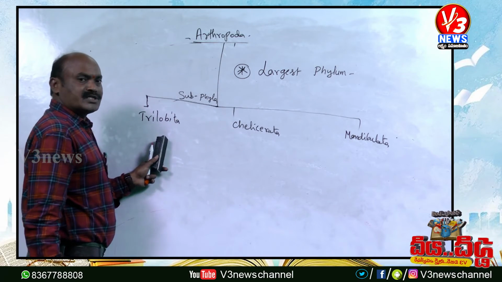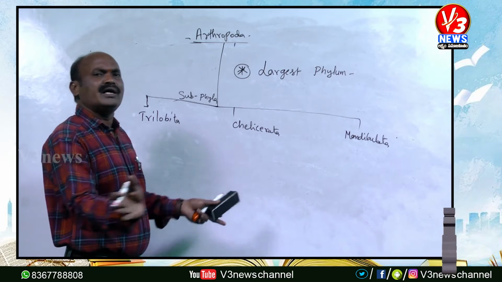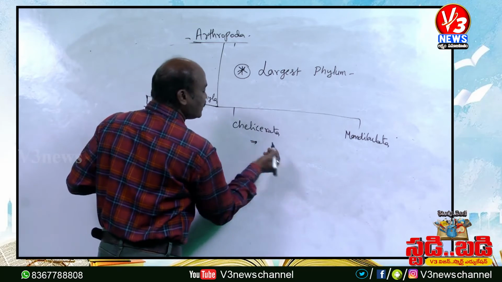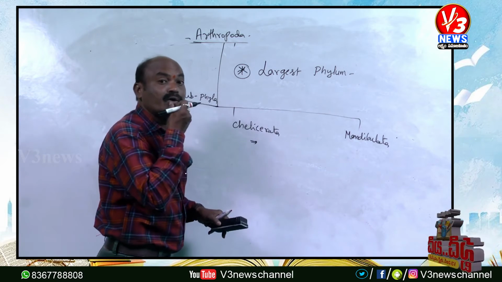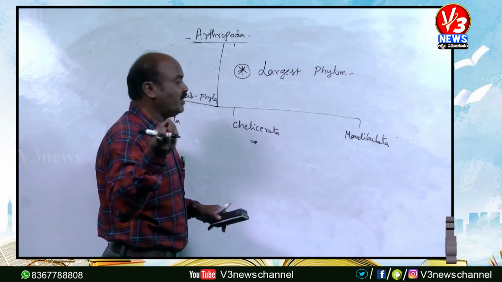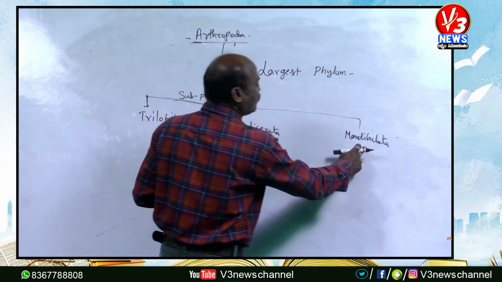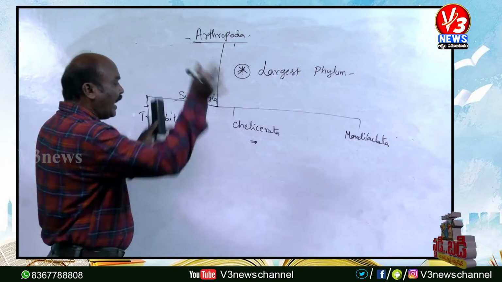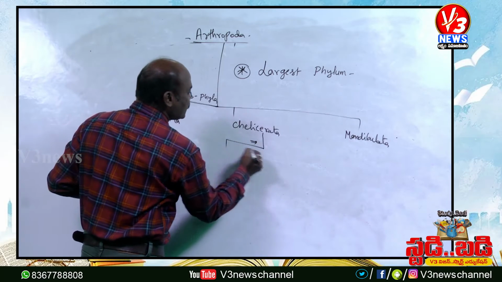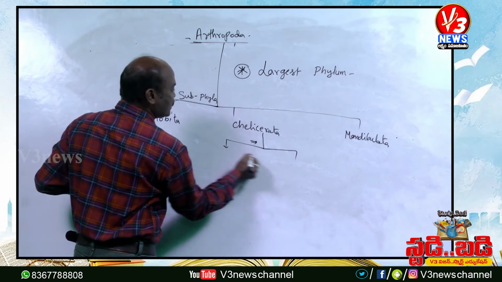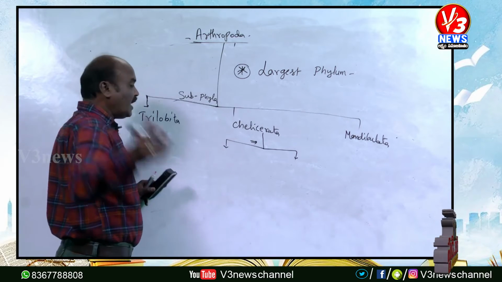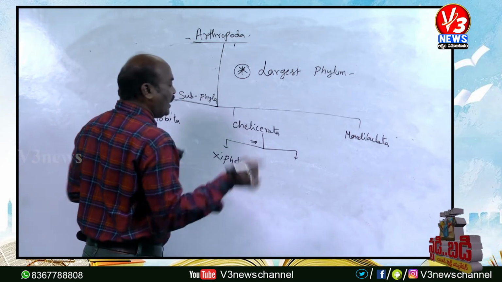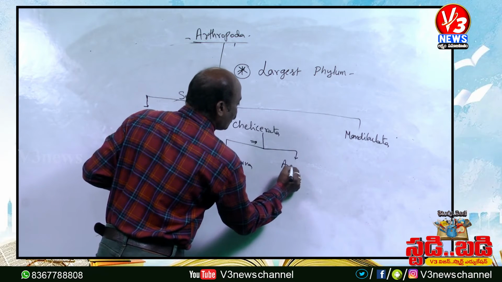Trilobites are extinct, they have already passed away. Chelicerata is named for the presence of chelicerae for food collection, for feeding. And the presence of mandibles gave the name to that group, Mandibulata. Again, the subphylum Chelicerata is classified into two classes: one is Xiphosaura and the other is Arachnida.